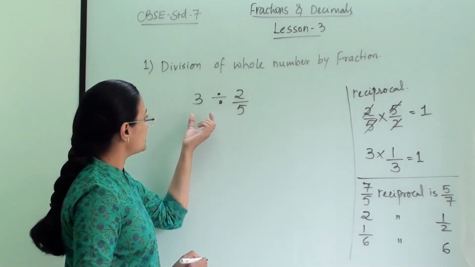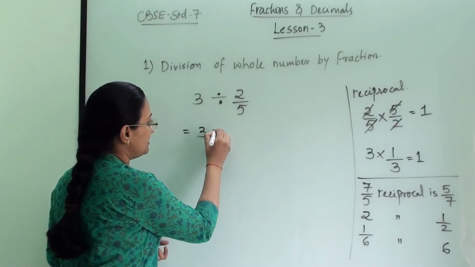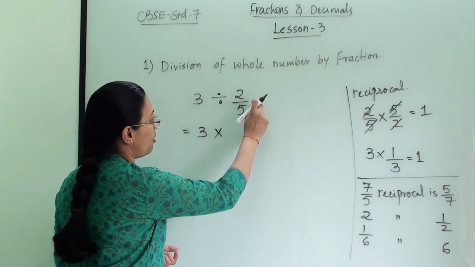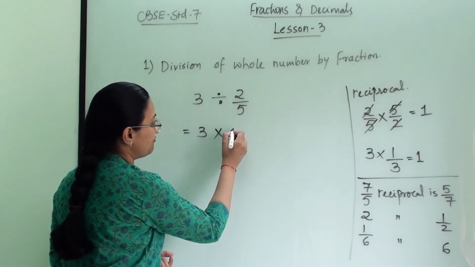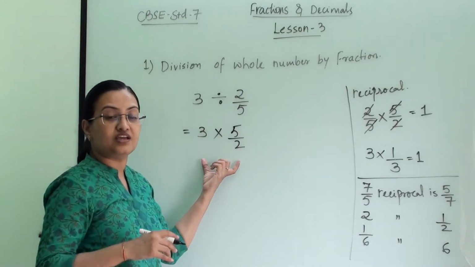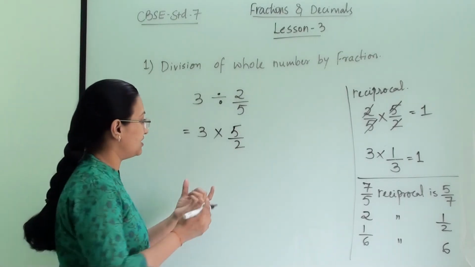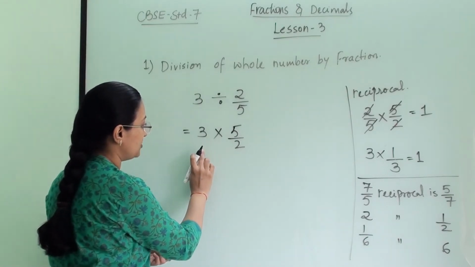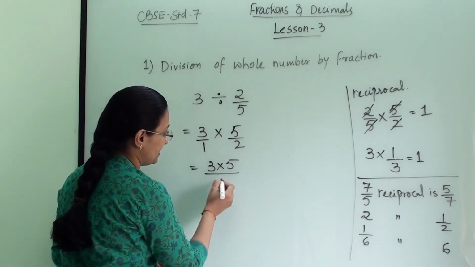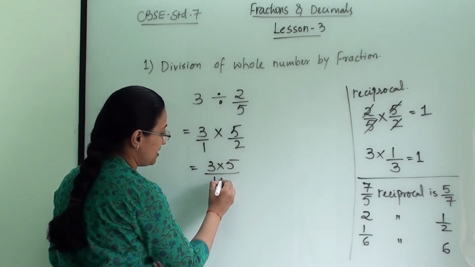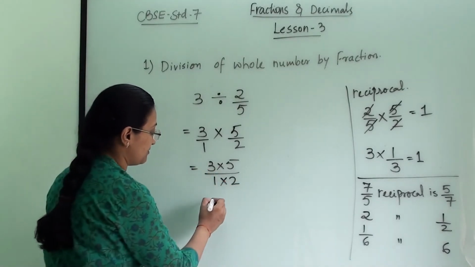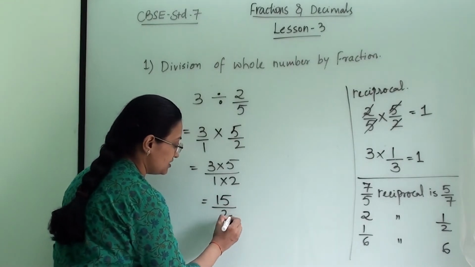So how to solve this? First we will write 3, then we will write multiplication sign, and then we will take a reciprocal of this number. So 2 by 5 is there, here we will write 5 by 2. Now this sum we can solve as we solve multiplication. Nothing is there in the denominator of 3, so we can write 1 and we will just simply multiply. That is 3 into 5 divided by 1 into 2.